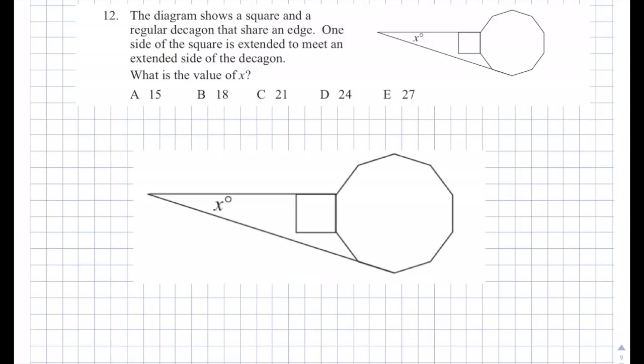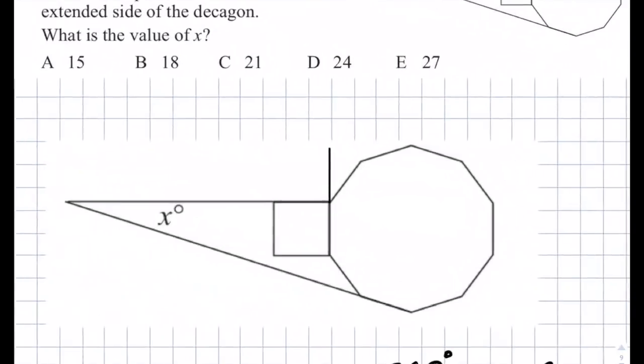So a decagon is a 10-sided shape. And what I thought about this is the sum of all the exterior angles has to add up to 360 degrees. So what we can say, because there's 10 sides, is that each exterior angle is going to be equal to 360 degrees divided by 10, which is 36 degrees.